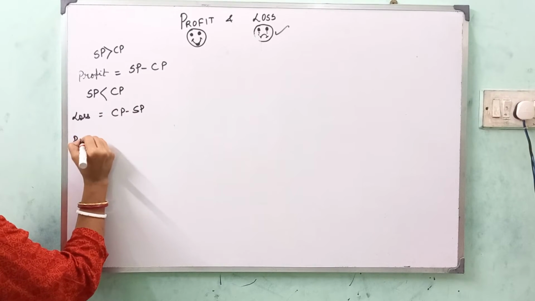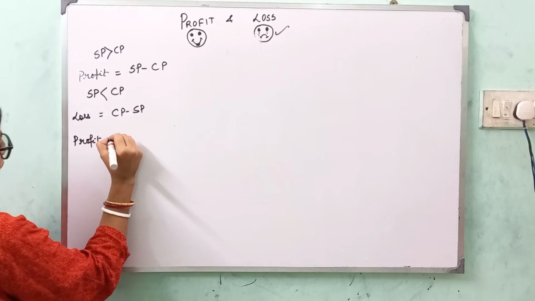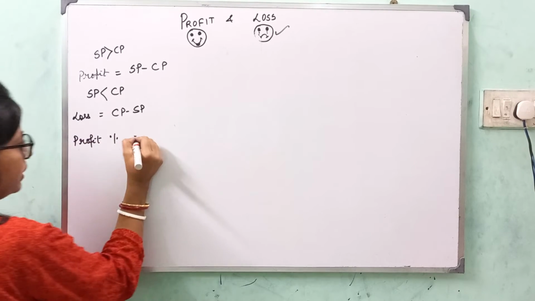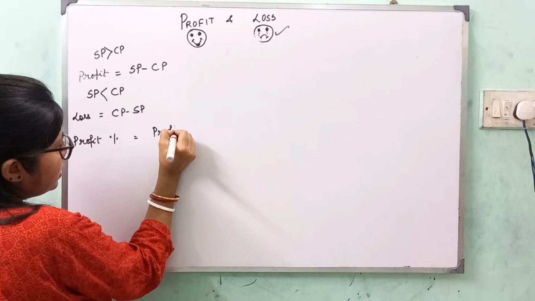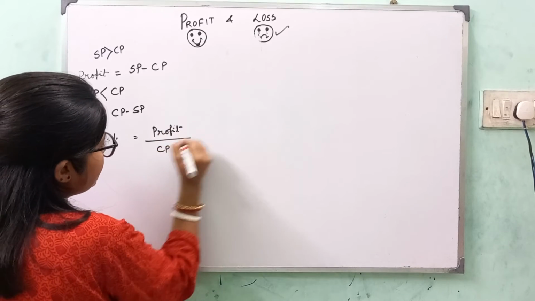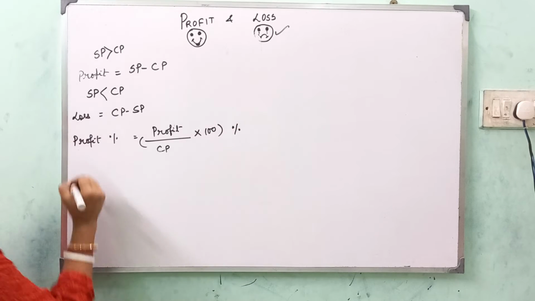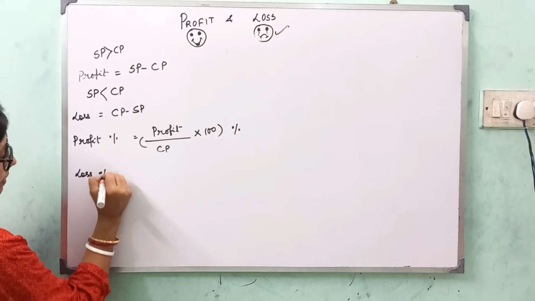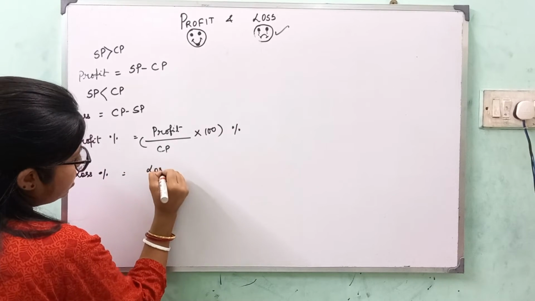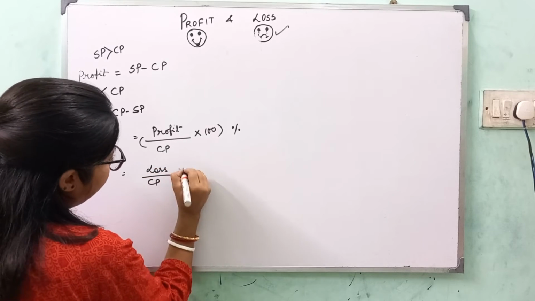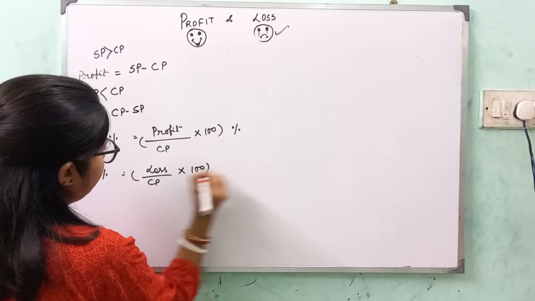Next, we have the profit percentage. How do we calculate that? Profit by CP into 100. Loss percentage is loss by CP into 100 percent.